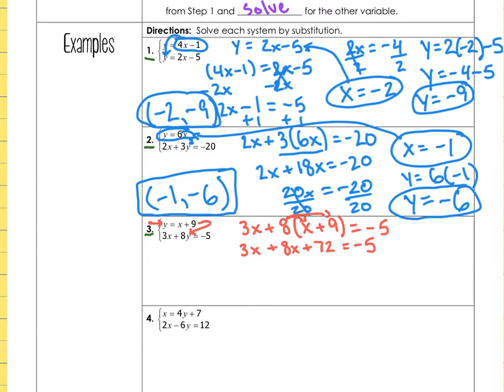By combining like terms, I'm going to get the 11x. Now in this step, I'm also going to go ahead and move that 72 over to the other side. We were going to have to do it anyway, but if we're combining like terms, I'm not going to be able to combine that 11x and 72 because they're not like. So I'm going to subtract 72 from both sides. So that way these 72s cancel out. And negative 5 minus 72 is negative 77.